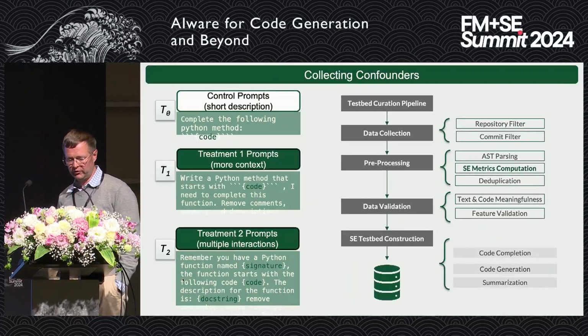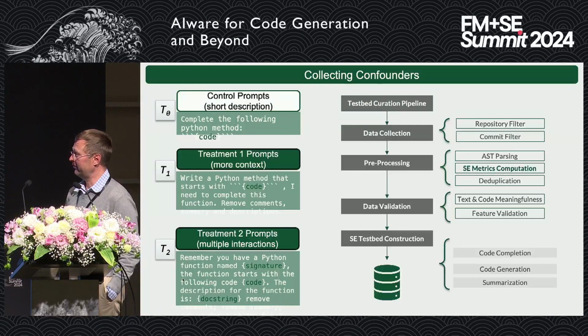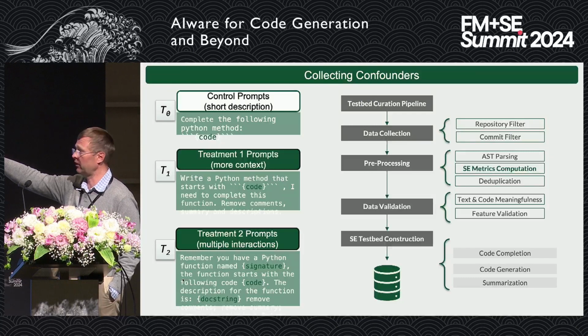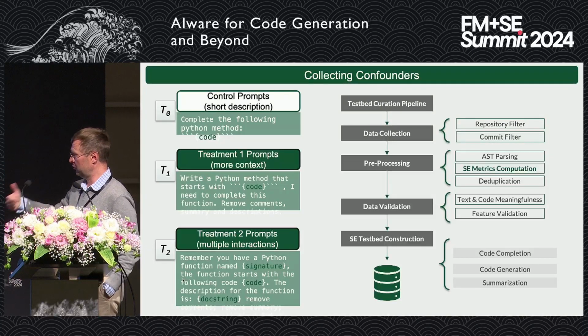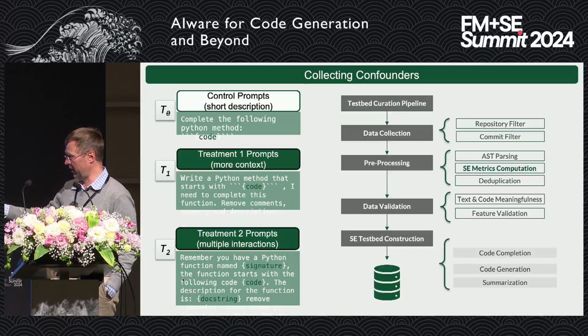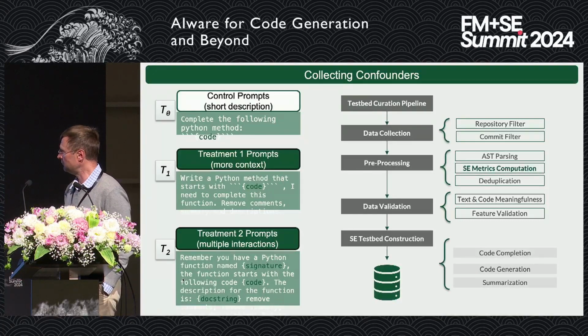So this is another cool experiment that we've run, and basically the idea here was to understand if a certain type of prompt engineering could have an impact on the code generation results. So here we have our control prompts. These are just simple short descriptions, okay? And then we have the first treatment, which includes prompts with a little bit more context. And treatment 2, these are prompts which include multiple interactions. They contain signatures or some more details about parameters or docstrings, and so forth.